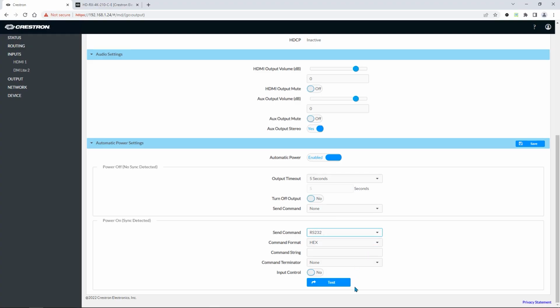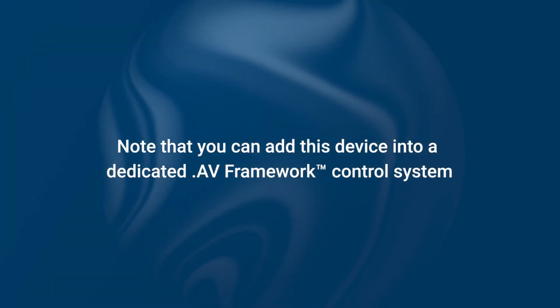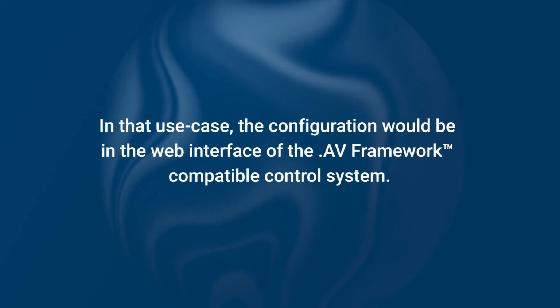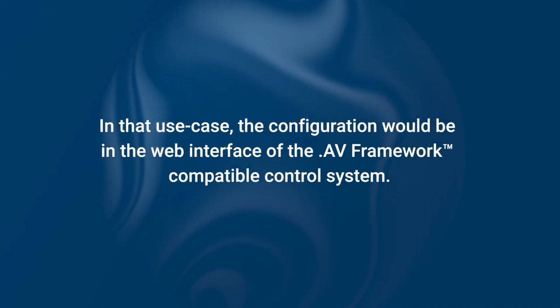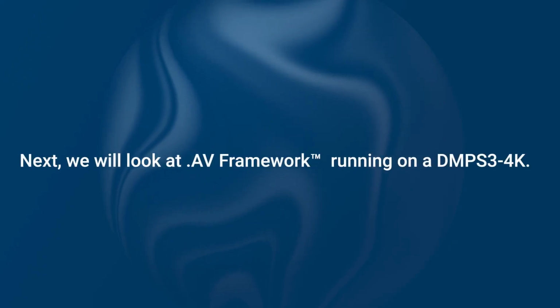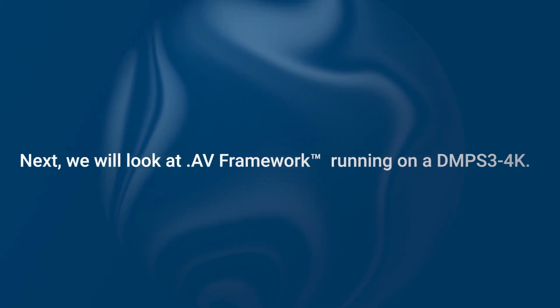We have now covered the standalone functionality of AV Framework running on a DMPS Lite without using a control system. Note, you can add this device into a dedicated AV Framework control system, and in that use case, the configuration would be in the web interface of the AV Framework compatible control system, such as the RMC4. Next, we will take a look at AV Framework running on a DMPS 3 4K.